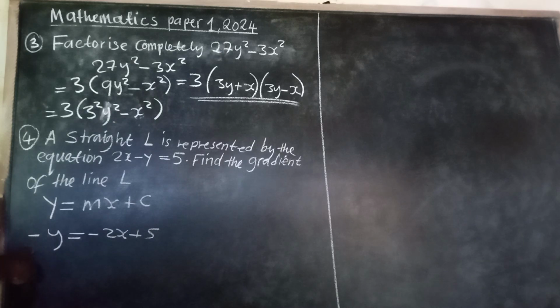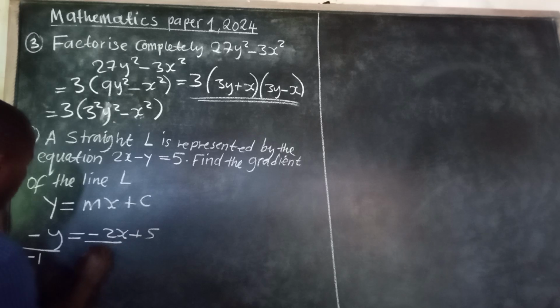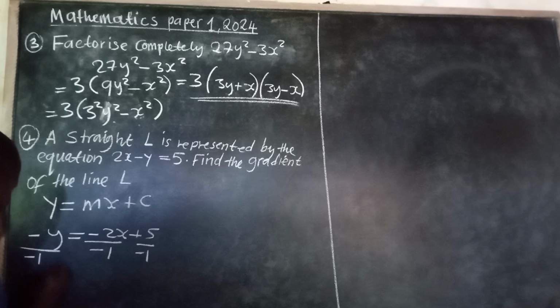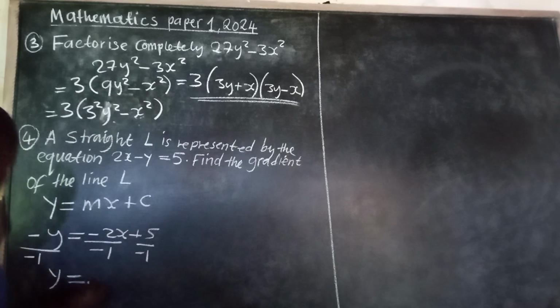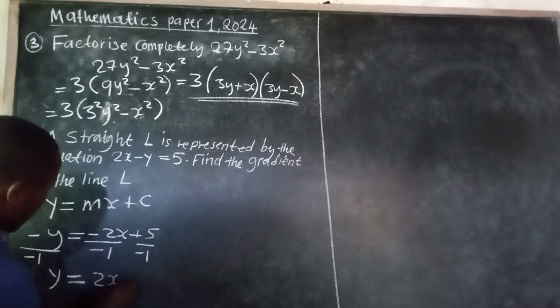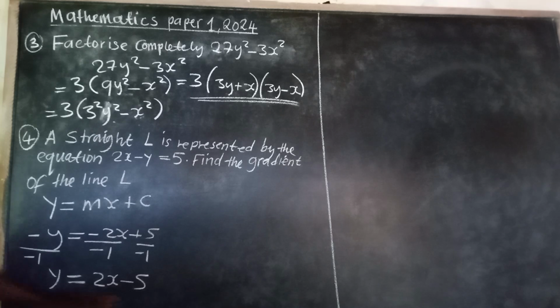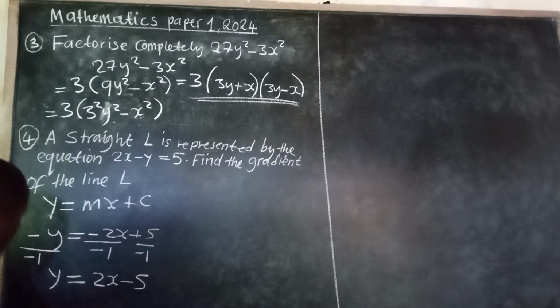Now remember, we are looking for positive y. So we divide by negative 1: negative 1 into negative y, the answer will be y equals. Then negative 1 into negative 2x, the answer will be positive 2x. Then negative 1 into positive 5, the answer will be negative 5. We have expressed this equation in gradient-intercept form. Now that we have done that, what remains is just to get the coefficient of x. That will be our gradient.